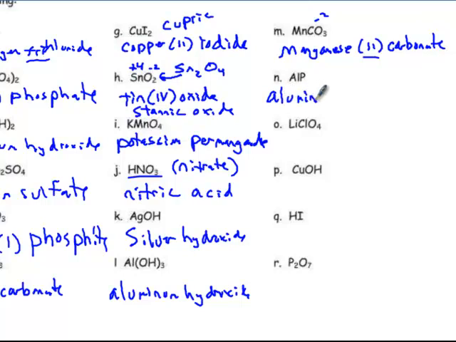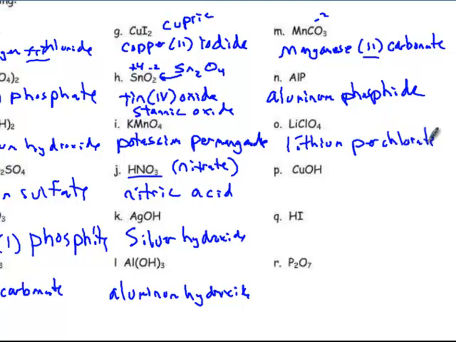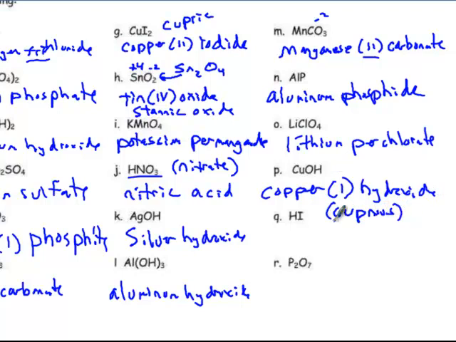Aluminum phosphide, binary. Lithium perchlorate, polyatomic ion, ClO4. Copper, Roman numeral 1, hydroxide, and that once again could be cuprous hydroxide. One or the other, you don't have to give both.